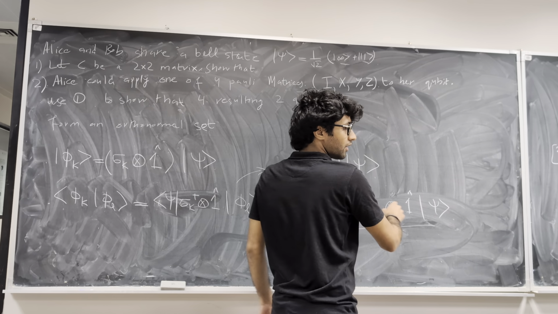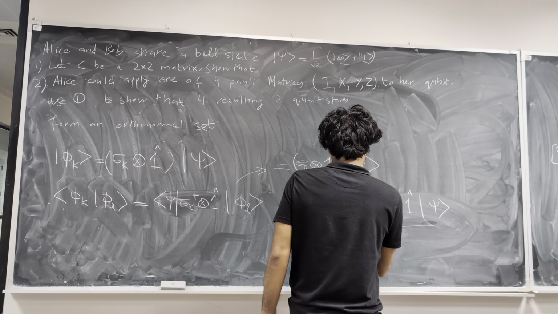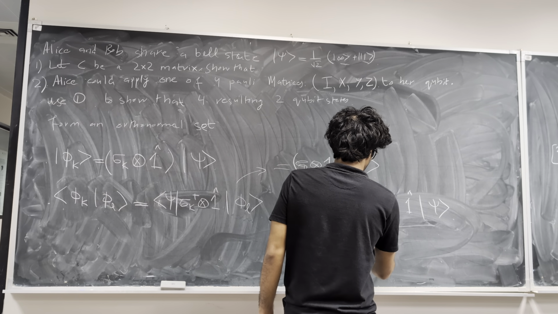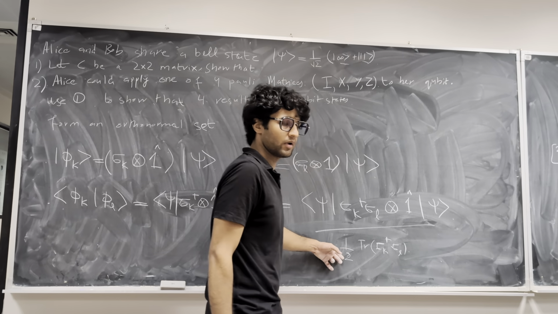What is C cross, right? C cross 1. So what was that equal to? Half times trace of C. Trace of sigma k dagger sigma l. Right? This thing over here.